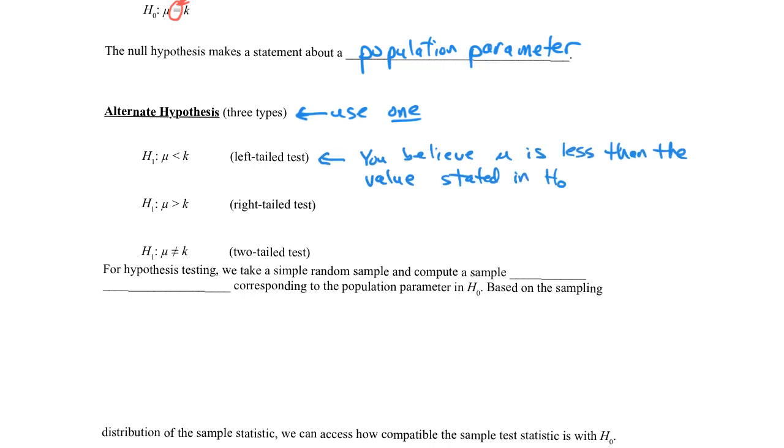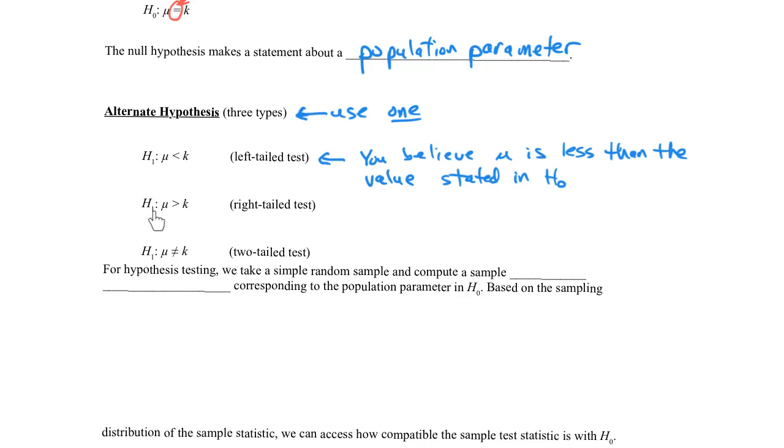So for some reason, you just have a belief that the population mean is actually less than that value stated up here. Then you would use this. This is called the left-tailed test, and that reason will make sense later when we see how we calculate this. We're going to use the standard normal curve, and we're going to be in the left tail of it. We're going to find the area under the curve in the left tail. So it's a left-tailed test. And you can also see this little memory hook. It looks like an arrowhead pointing to the left.